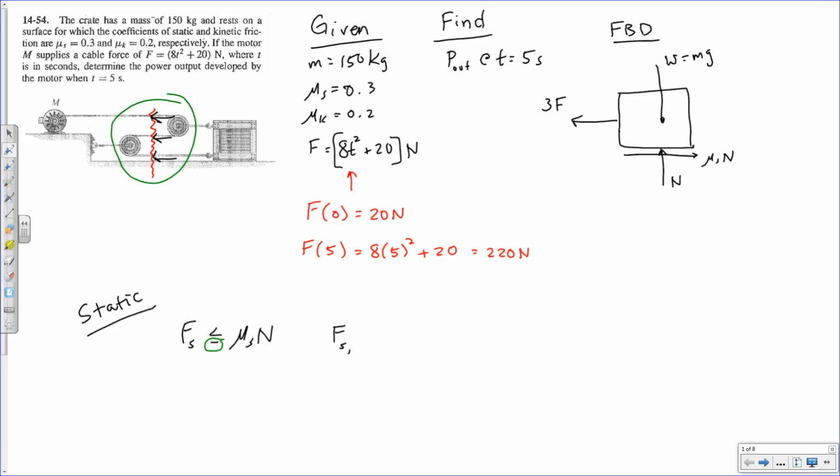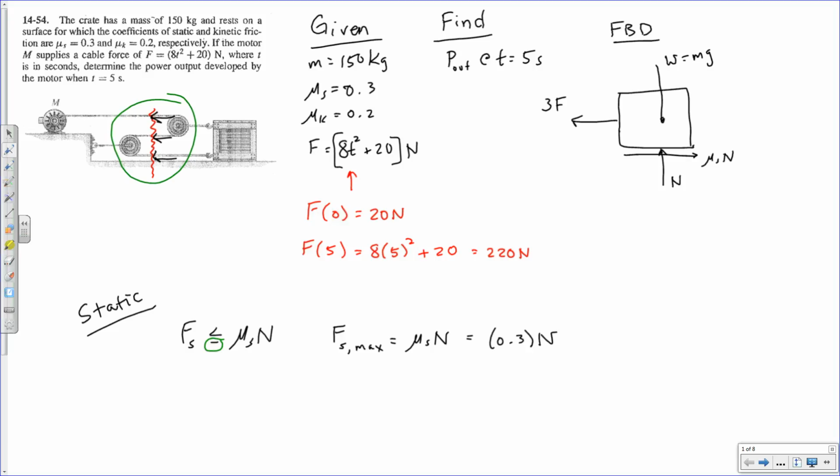So if we were to call F s max, this would correspond to exactly when the static friction force, the maximum, is mu s times N. When the static friction force is exactly equal to mu s times N, it has reached its maximum threshold. Any additional force beyond that, the static friction force cannot withstand, meaning the crate will start moving to the left. So this will correspond to, in this case, 0.3 times the normal force.